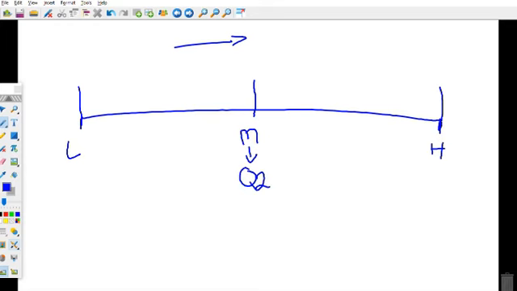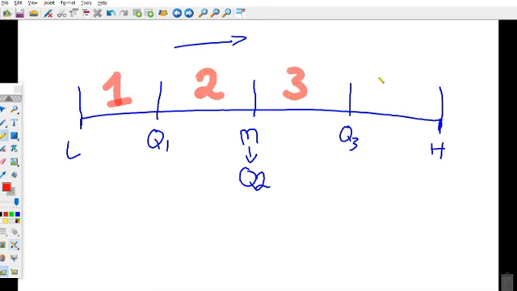If I need to split this data into 4, how many more cuts do I have to make? 3 more. We've already made one, we've already cut it in the middle. So I need 2 more. We take our data here and find the middle of this part. Bam, Q1. Find the middle of this part. Bam, Q3. How many points is this? 1, 2, 3, 4. So we found the quartiles.